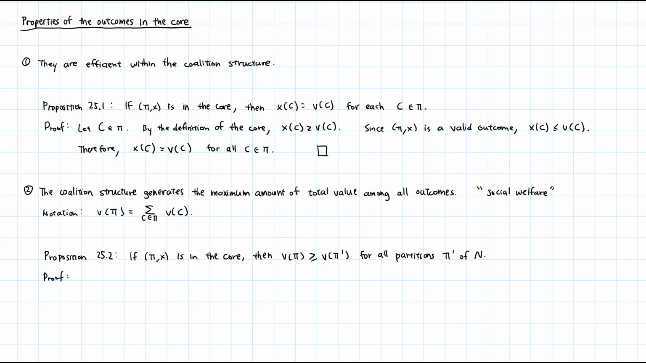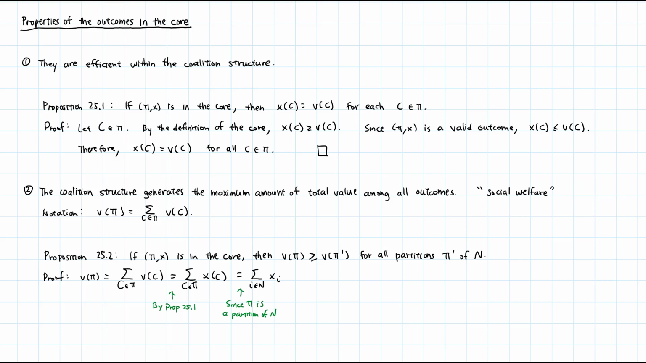Our proof is a series of equalities and inequalities. We start with v(π), which is the sum of all the values of the coalitions inside π. Our previous proposition tells us that the outcome is efficient within the coalitions of π. So this is equal to the sum of x(C) for all possible C in π. Now this sum is just the sum over all the possible x values for all the players. That's because π is a partition of N.